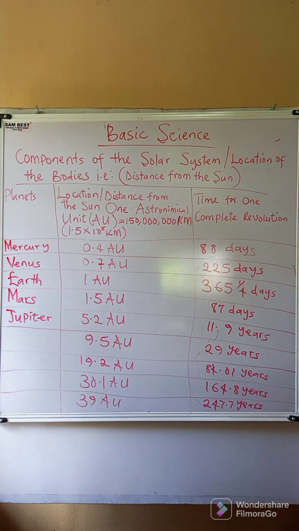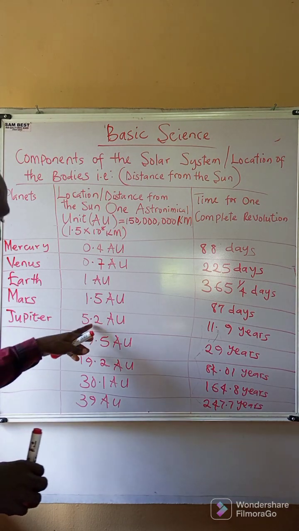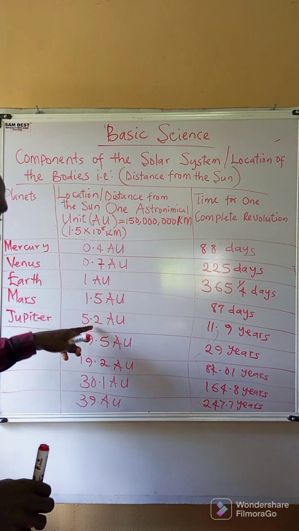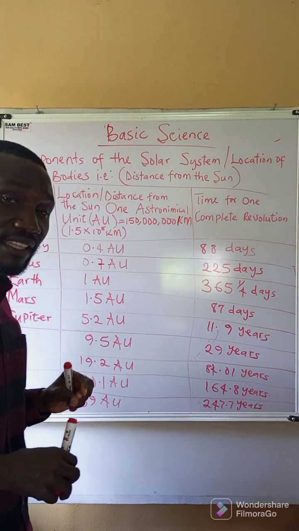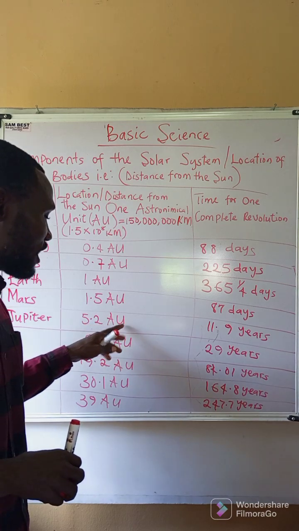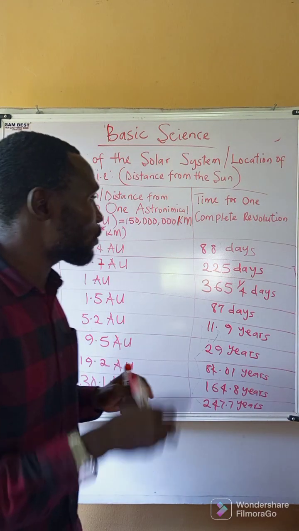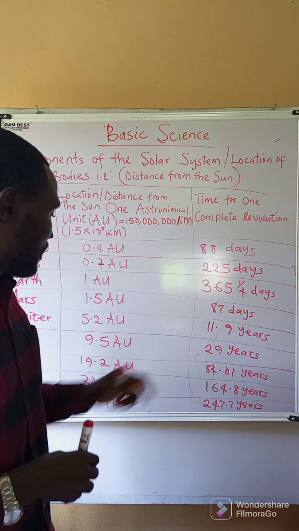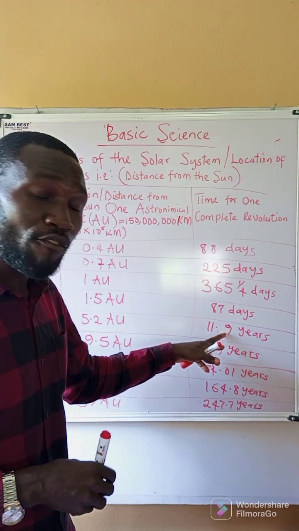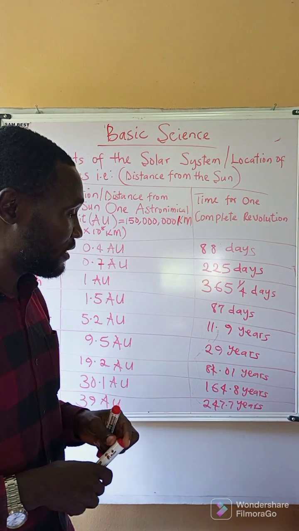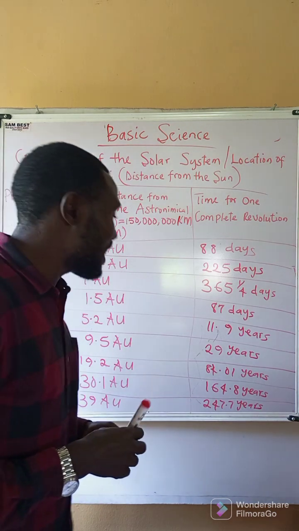Okay? Jupiter. This is our fifth planet. And its distance from the sun is 5.2 AU. What did I say? 5.2 AU. That is its distance from the sun. And the time for one complete revolution takes 11.9 years. 11.9 years before it completes one revolution.